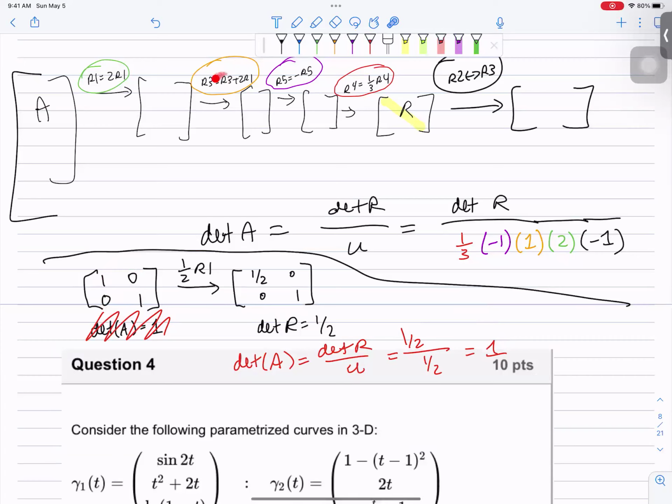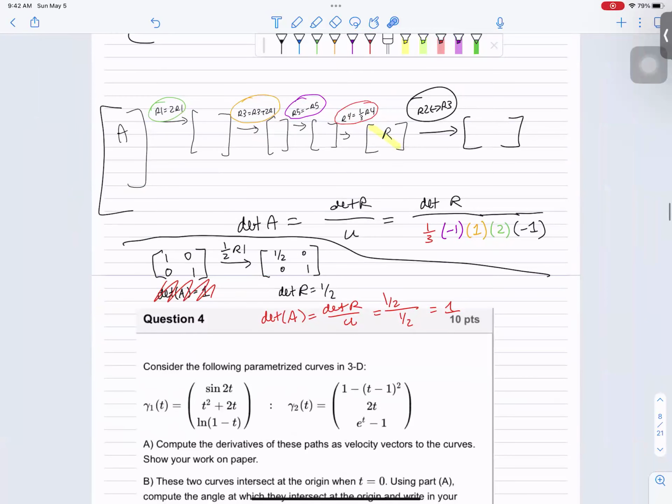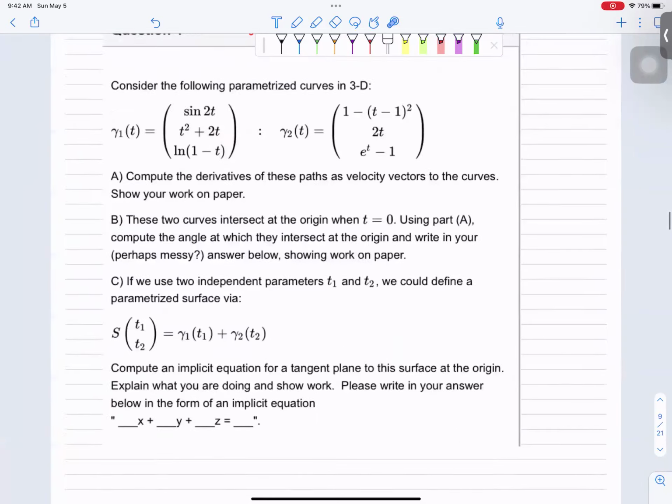If you want to test out the combination too and see why that works, you could just do a smaller example with the identity matrix, and you'll see no change happens. Okay. Other questions? All right, let's move on to question 4.